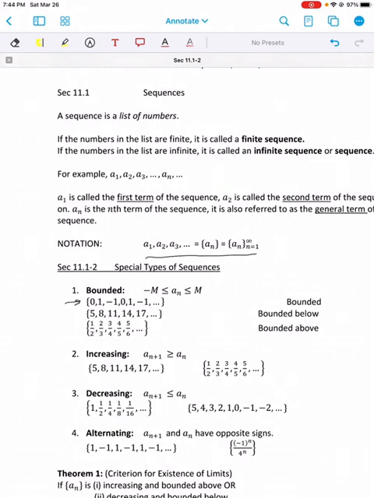Now the next one, 1/2, 2/3, 3/4, 4/5, 5/6, and so on. If you take a calculator and compute them, you will notice as n becomes bigger and bigger, each term becomes larger than the previous term. So it is kind of an increasing sequence, and it looks like it is going towards 1. So we say it is bounded above because it is approaching a certain value.